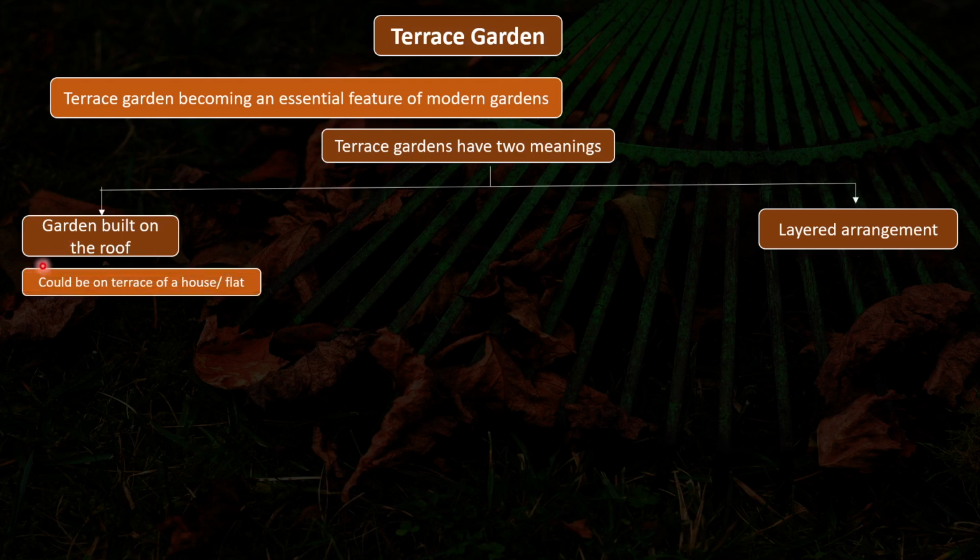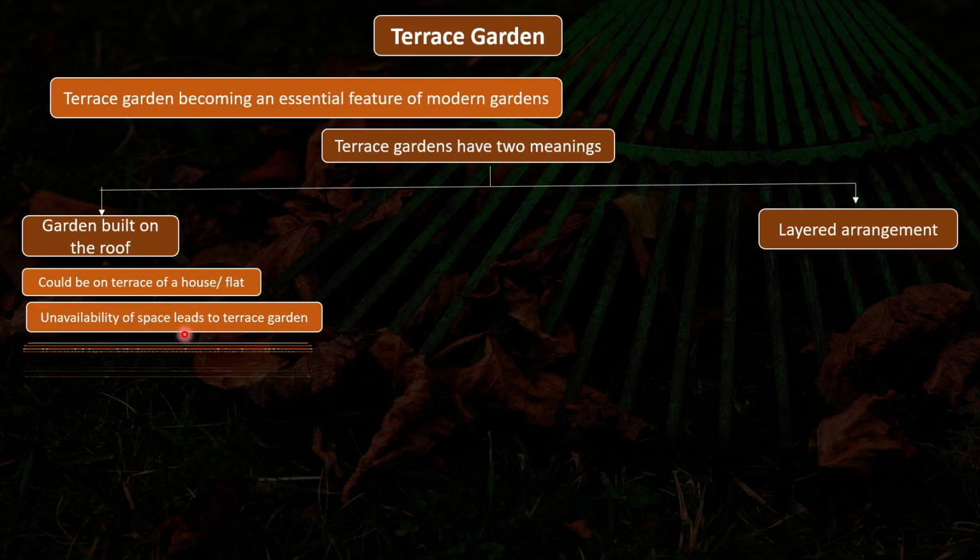A garden built on the roof, that is, a garden that could be on the terrace of a house or a flat. So when you make a garden and place pots or plants at the top of your house, that is called a terrace garden. This is mainly because of unavailability of space, because of which we make a terrace garden. So your kitchen garden could also move to the terrace.